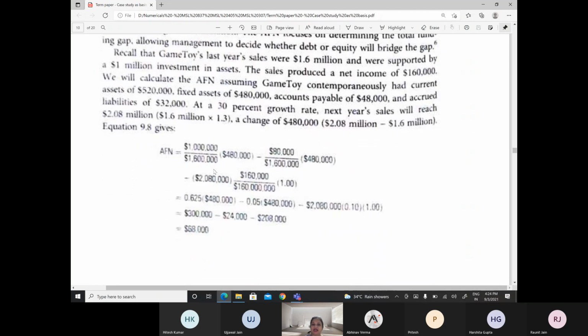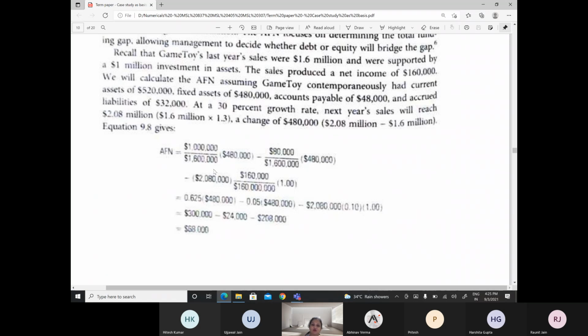Recall that Game Toys last year sales were 1.6 million and they were supported by 1 million investment in assets. The sales produced a net income of $160,000. We will calculate the AFN assuming Game Toy contemporaneously had current assets of $520,000, fixed assets of $480,000, accounts payables of $48,000, and accrued liabilities of $32,000.